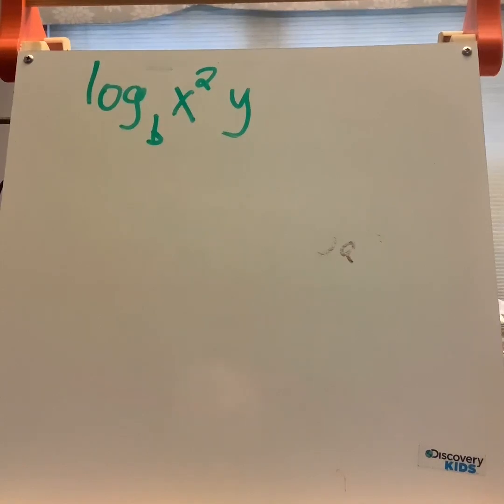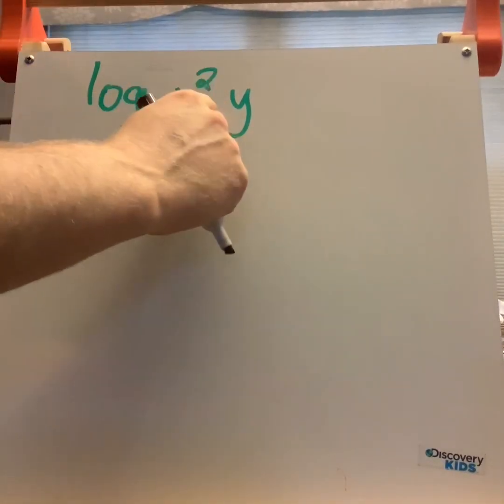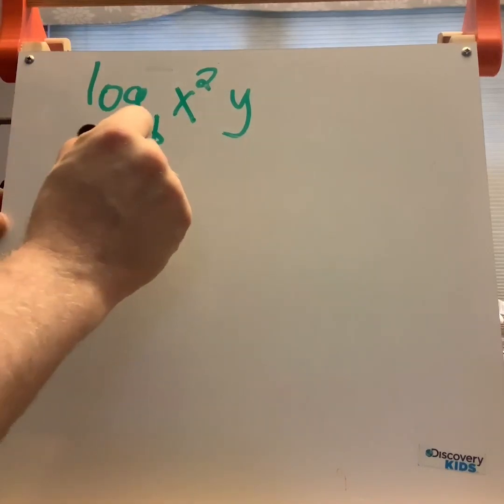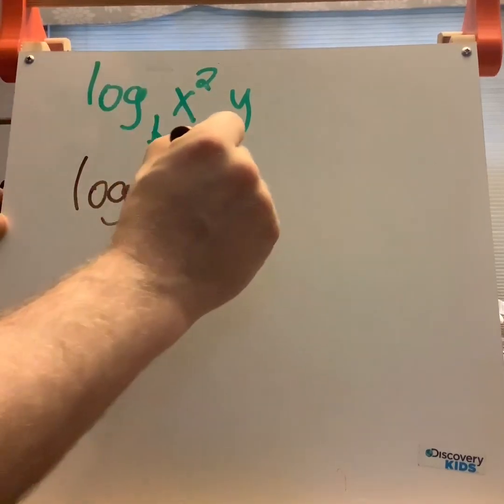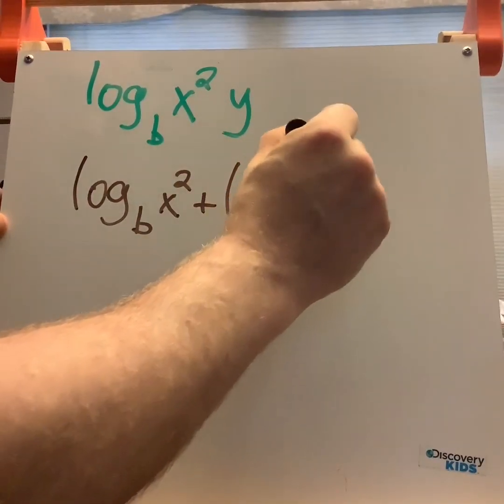Now let's look at this next one, which we have to expand the log base b of x squared times y. So be careful here. Think, what's being raised to that power of 2? The x, the y, both? Well, the answer is just the x is being raised to that power. So we have to make sure that only that x gets that coefficient of 2. So the first thing I'm going to do is break this apart using the product rule. So we have x squared times y. That's just going to become the log base b of x squared plus the log base b of y.